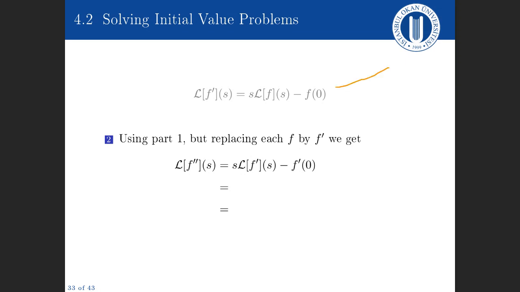Now that we have the formula we've just proved, we can use this to prove number 2. Take this formula and everywhere you see an f, replace it by f prime. So instead of f just here, we write f prime. Instead of f just here, we write f prime. And instead of f prime, we write f double prime. All I've done here is I've taken the formula at the top and I've replaced every f by f prime.